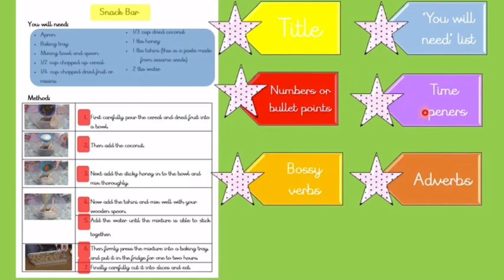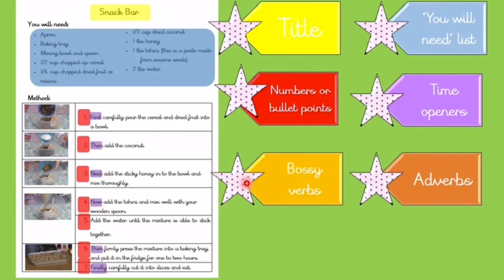Next feature is time openers, so that is words like then, next, after that, finally. So I can see, if I look through, I've coloured those in purple. So I've got first, then, next, now, then, and finally.